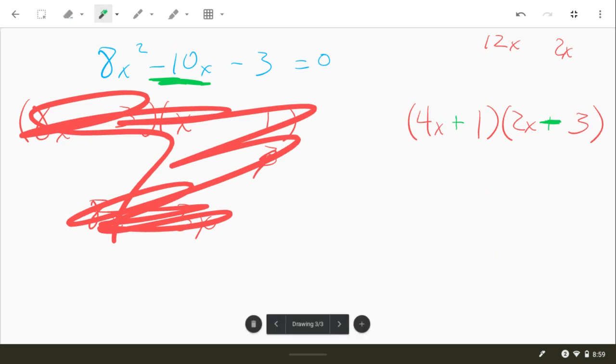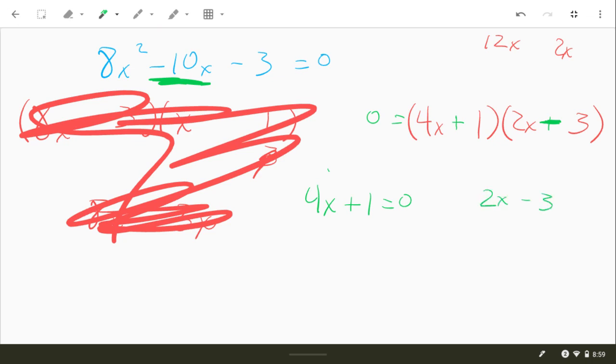All right. Last bit, you just set these equal to 0. Yeah, my bad, these are equal to 0. And solve the little equations. The one on the left, we're going to subtract 1 from both sides and then divide by 4. So this is negative 1 over 4. And on the one on the right, we're going to add 3 to both sides and then divide by 2. So it's 3 divided by 2.